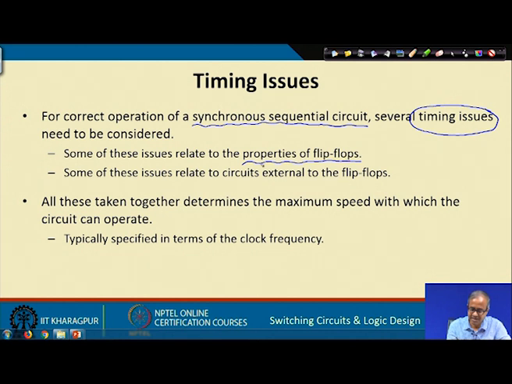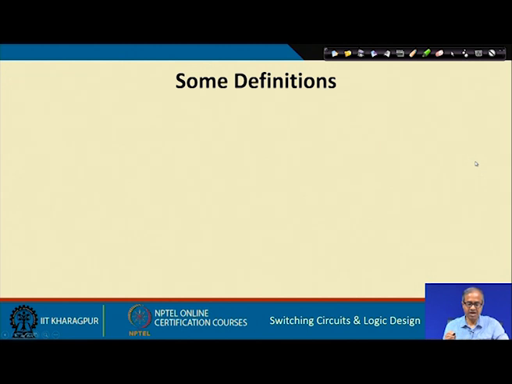And of course, there are some issues which relate to the delays of the circuits which are outside the flip flops. We shall be considering all of these taken together, which will determine the maximum speed of operation of the circuit, and we normally designate the maximum speed of operation in terms of the clock frequency. Let us now look at some basic definitions with which we can explain these issues of timing in a much better way.